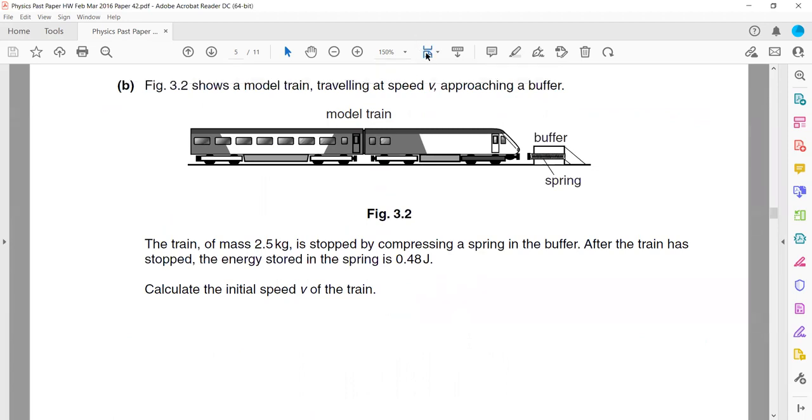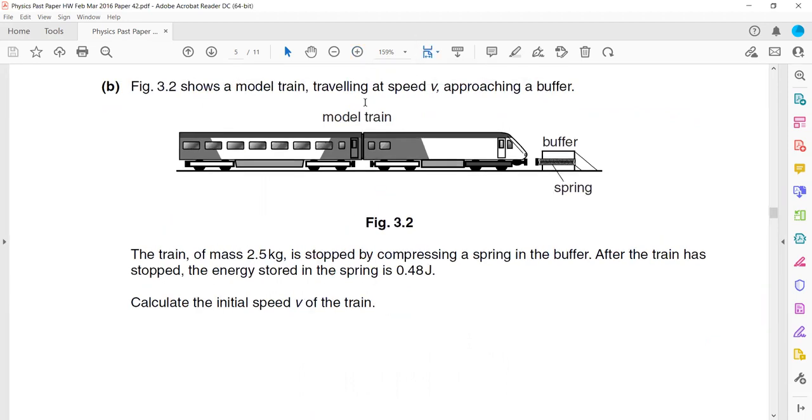Then in part B, figure 3.2 shows a model train which is traveling at a speed of v and approaches a buffer, like a spring system, which we call a buffer. The mass of the train is 2.5 kilograms. When this train is moving, it has kinetic energy. But when the train collides with the buffer, the spring will compress, so all of the kinetic energy is transferred into elastic strain energy.